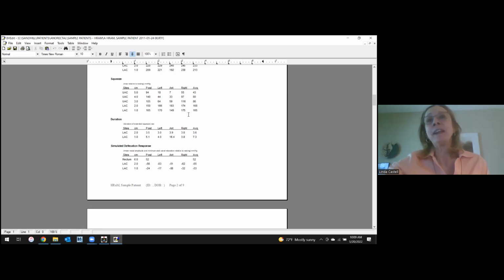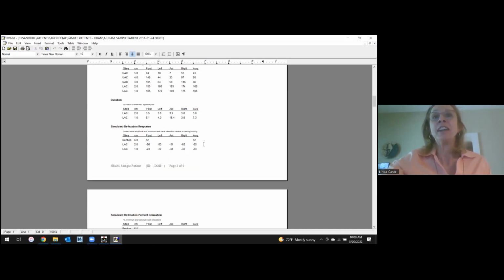So, part of anorectal manometry is all your instructions. Especially with the urge, the slow sensation, the urge, first sensation, maximum tolerated, you really have to be clear with them what they need to report to you. So duration is your squeeze duration there.